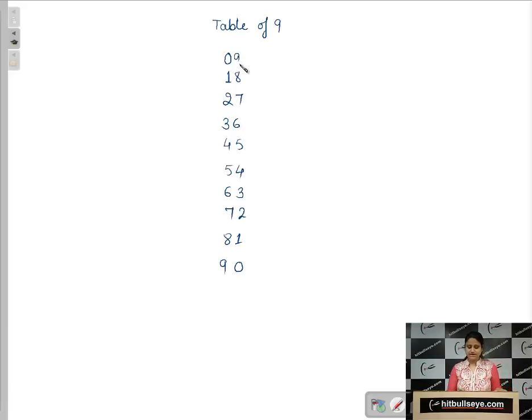That completes the 9's table up to 10 multiples. What is the idea here? The idea is to make the SOD of 9 everywhere. As you can see, 1 plus 8 is 9, 2 plus 7 is 9, 3 plus 6 is also 9, and so on. So that was not a trick actually, that was the basic rule of divisibility.